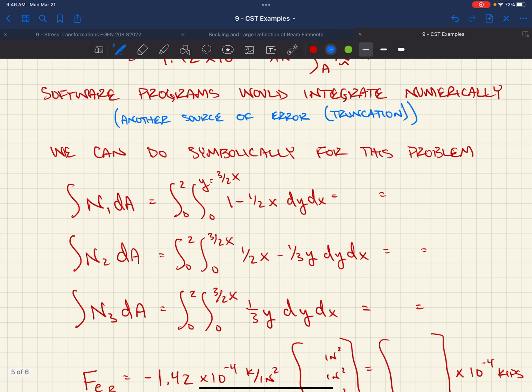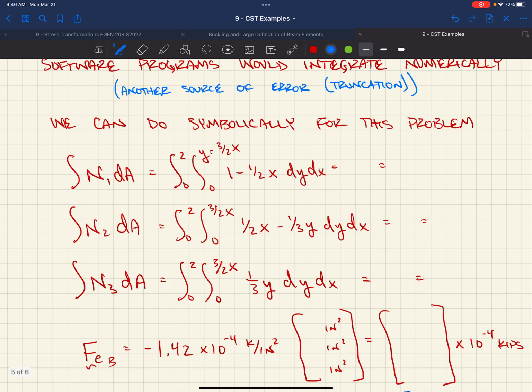But if we go through and do it symbolically, this is simple enough. We have the integral over the area of our shape functions, evaluated over our x and y domain. We start with shape function 1, going from 0 to 2 and 0 to 3.5x, and this whole thing equals 1.